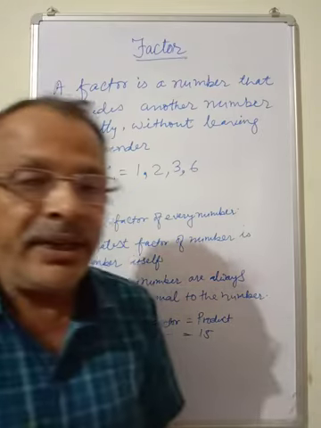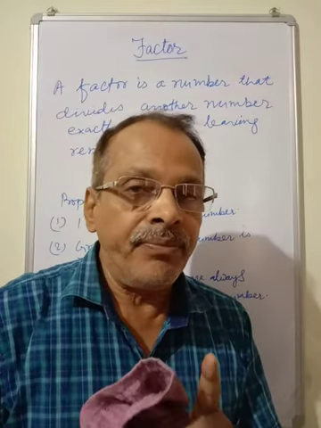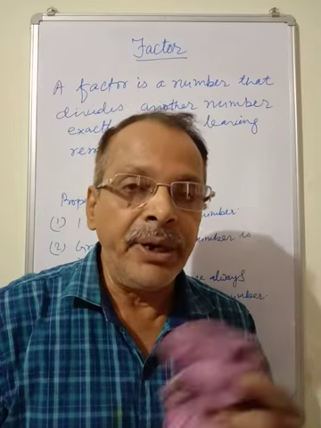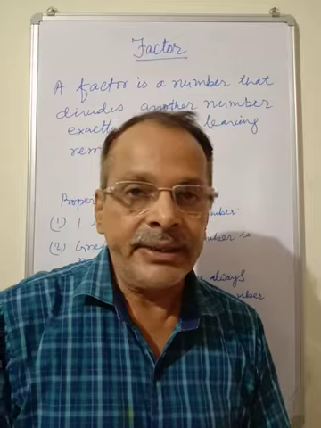A number can have more than 2 factors. Maybe 2 factors, maybe 1 factor, and it can have more than 2 factors.